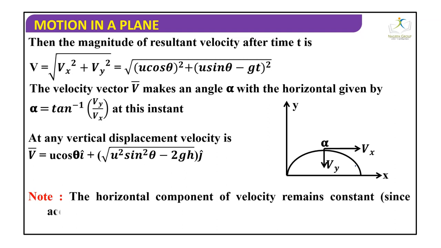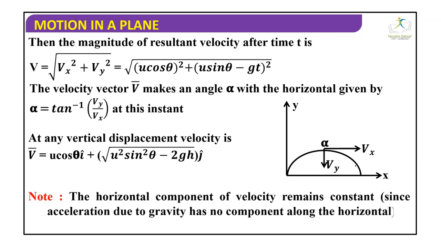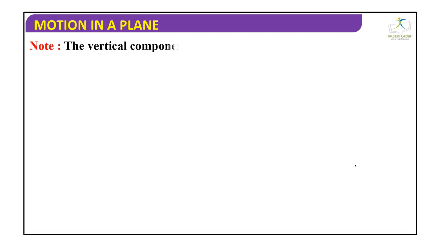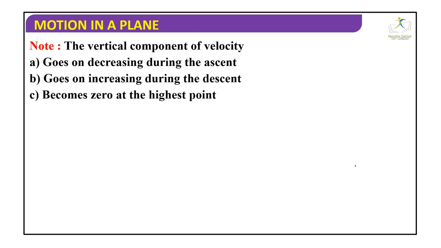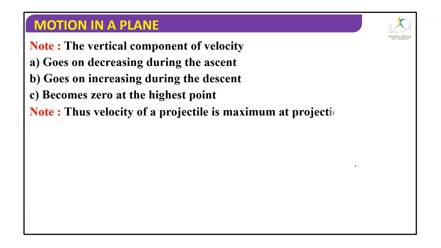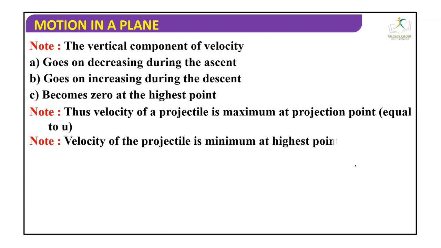The important point which we must know is that the horizontal component of the velocity remains constant, since acceleration due to gravity has no component along the horizontal in this case. Second point to memorize: the vertical component of the velocity goes on decreasing during the ascent and goes on increasing during the descent, and becomes zero at the highest point. Third point to note down: the velocity of the projectile is maximum at the projection point, equal to u. Velocity of the projectile is minimum at the highest point, equal to u cos theta.